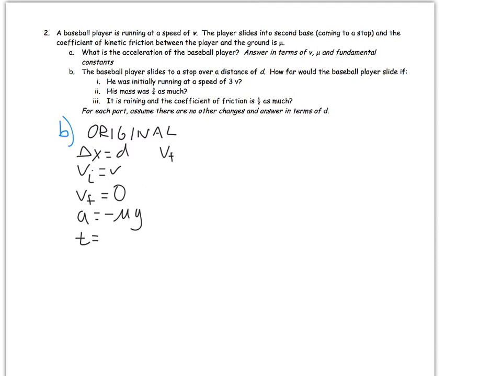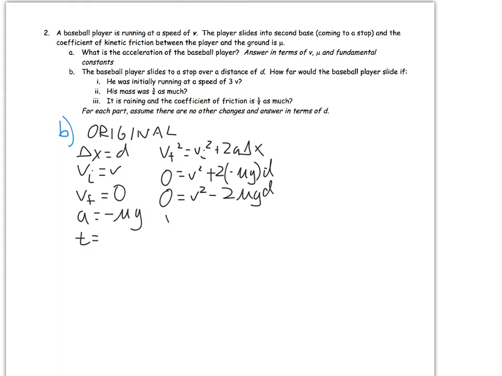So I can say vf squared equals vi squared plus 2a delta x. So 0 equals v squared plus 2 times negative mu g times d. And when I go ahead and rearrange that, I get 0 equals v squared minus 2 mu g d. So v squared is equal to 2 mu g d. I can now go ahead and start looking at the impact that each one of those changes is going to have. So I'll start with that first one where we have 3 times as much initial velocity.